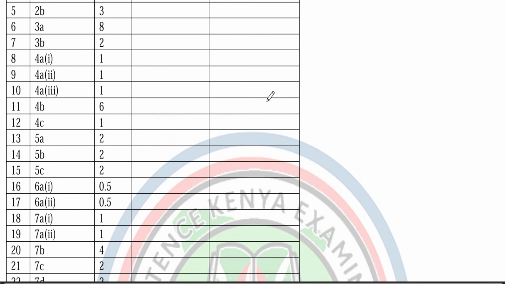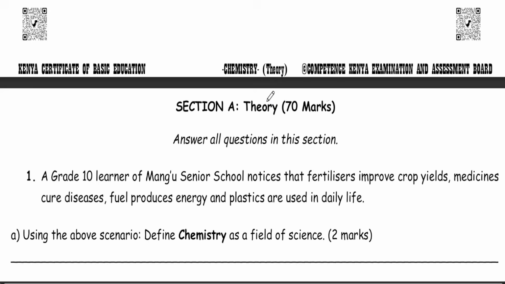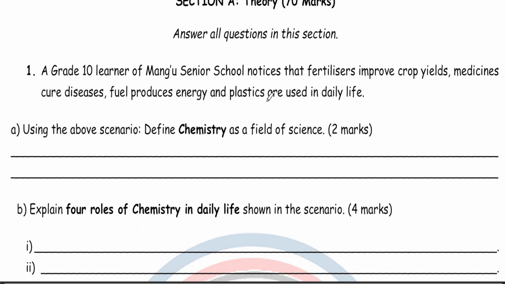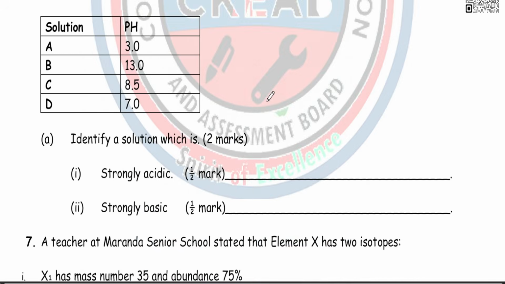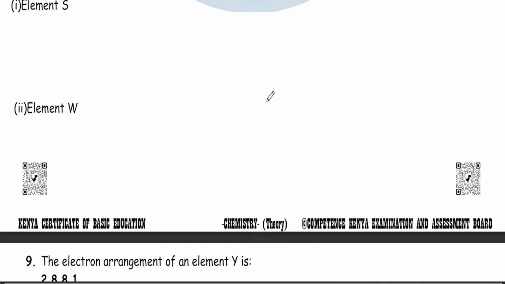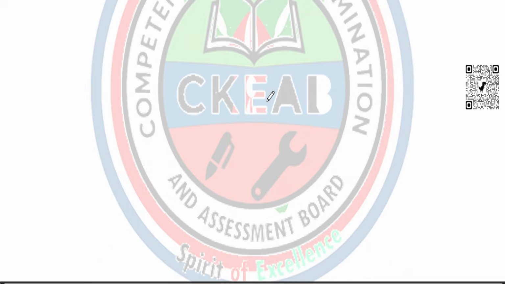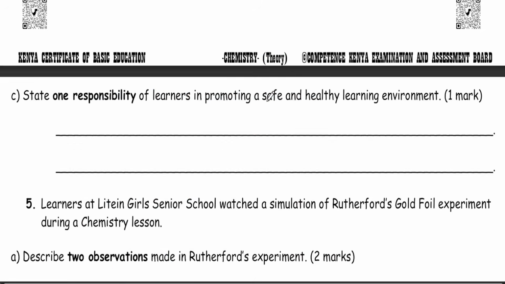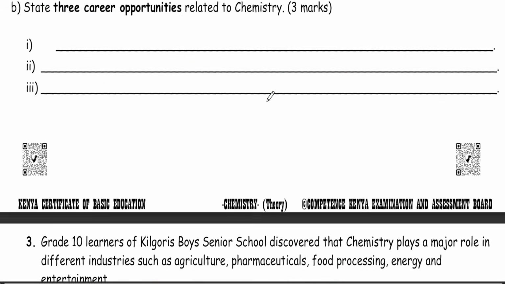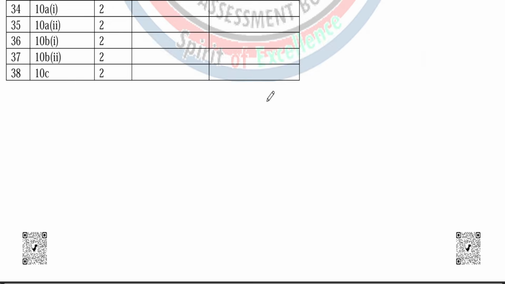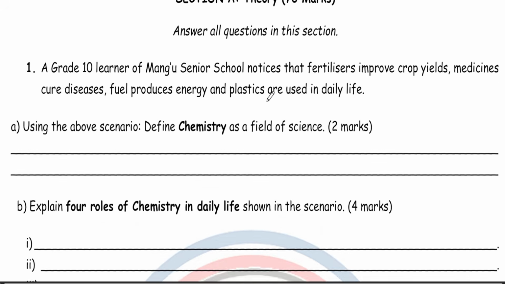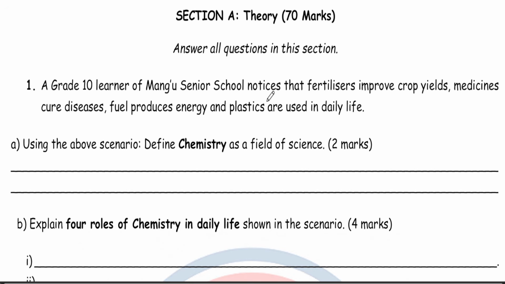Okay, question 1. Kama kawaida, section A, theory part. There's also section B, which I think is the practical part. Oh, I've understood. Section A, theory. Answer all questions in this section.